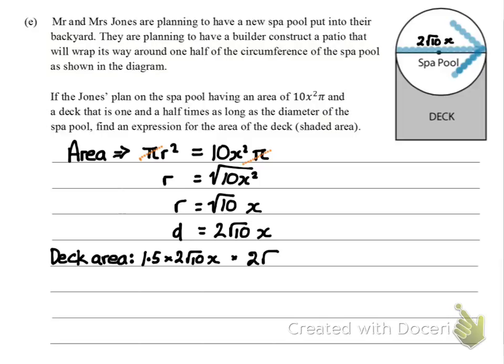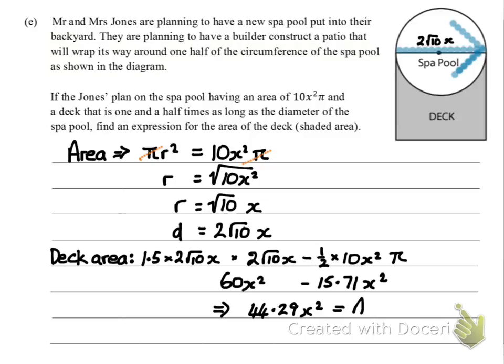So the area of the deck is 1.5 times the length of the diameter, and you're minusing half of the area of the spa pool. That's why that minus half 10x squared pi comes from, because you're taking away half the area of the spa pool out of the deck. Simplify your left-hand part of that. That's 60x squared. You're taking away 15.71x squared, and that gives you the answer to 2 decimal places, the area. That will give you extended abstract thinking.